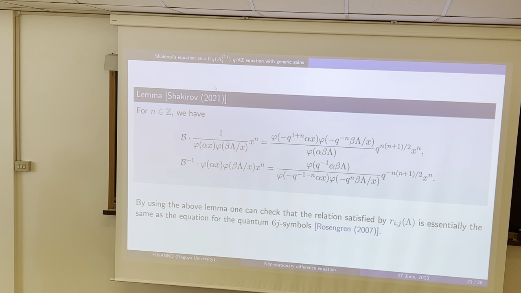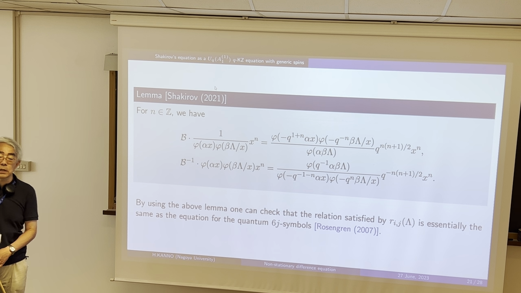How can we see this? This is a basic relation that already appeared in the original paper. It is a commutation relation of the q-Borel transformation and multiplication of the q-Hammer symbol. Using such a commutation relation, one can check that the relation satisfied by this matrix element is essentially the same as the equation for the quantum 6j symbol for the quantum affine algebra.